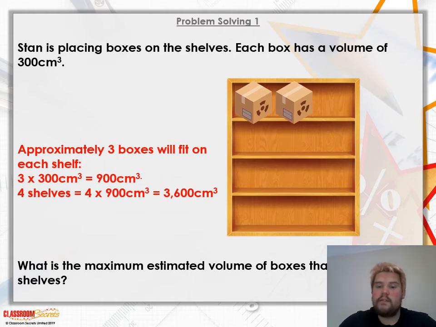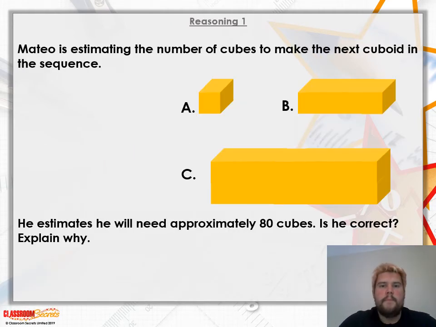Okay, yeah, so the answers are exactly what I've just said. Problem solving 2. Oh no, reasoning 1. Okay, this one's a really good question because you need to read what it says. I'm going to square or box cubes there for a minute. Matteo has estimated a number of cubes to make the next cuboid in the sequence A, B, C. He estimates that he'll need approximately 80 cubes. Is he correct? Explain why.